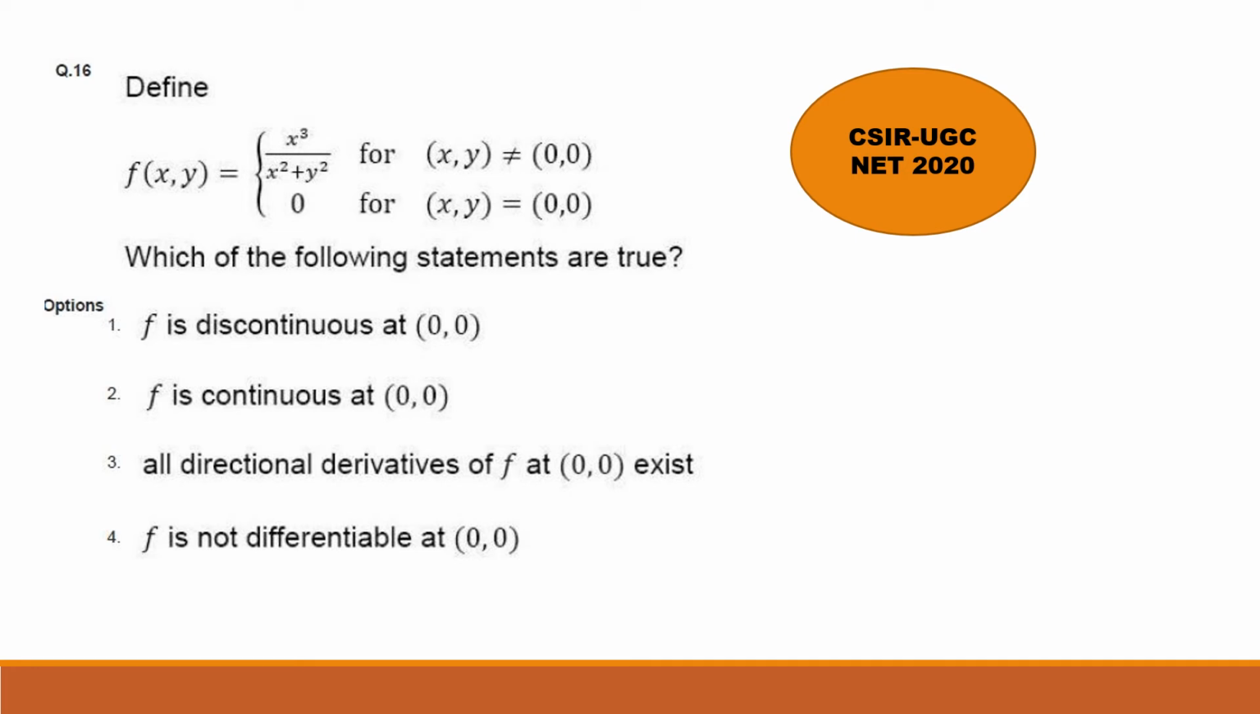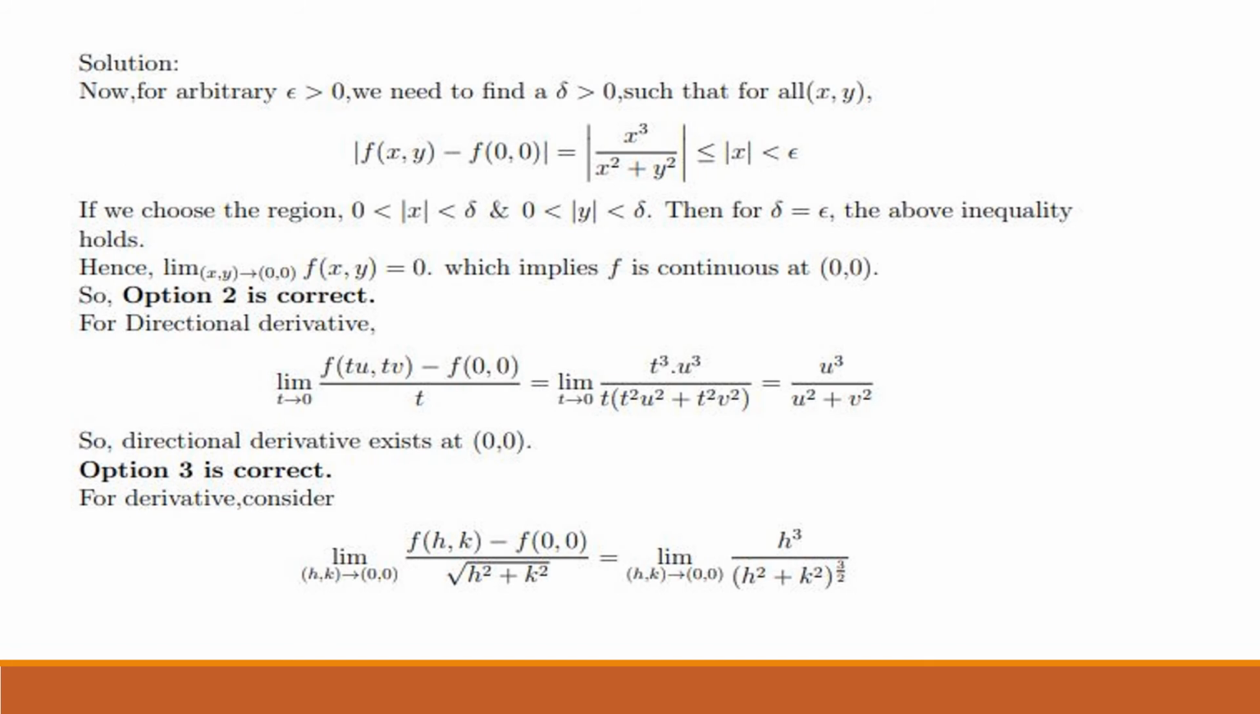Now our next problem. Here f is a function of x and y defined by x cube by (x square plus y square) for (x, y) not equal to (0, 0), and 0 for (x, y) equal to (0, 0). Again there are 4 options and the question is which of the following statements are true. Let us discuss the solution.